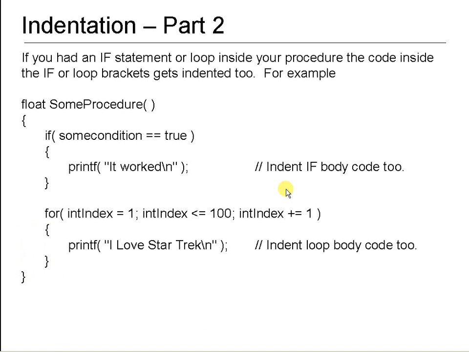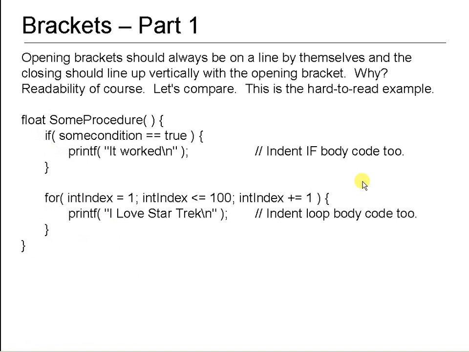If you have an if statement or a loop inside the procedure, the code inside the if or loop brackets gets indented too. So for example, everything inside this procedure from the beginning to end is all indented one tab. Everything inside the if statement is indented one tab, and same with everything inside the for loop. Again, this is called indenting to show scope. And why do we do it? Readability, so you can easily tell where each block of code starts and ends.